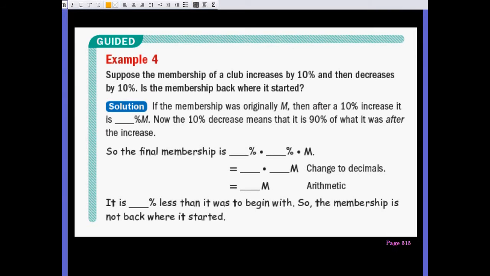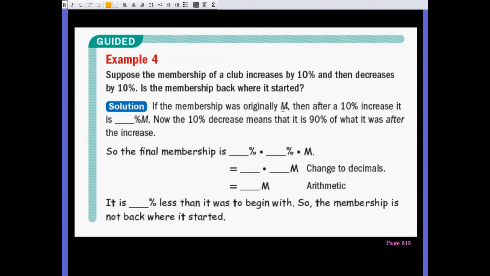All right, so we are going to look at an example from your book. It's actually on page 515 from chapter 8, section 5. All right, so in this example, it says, suppose the membership of a club increases by 10% and then decreases by 10%. Is the membership back where it started?